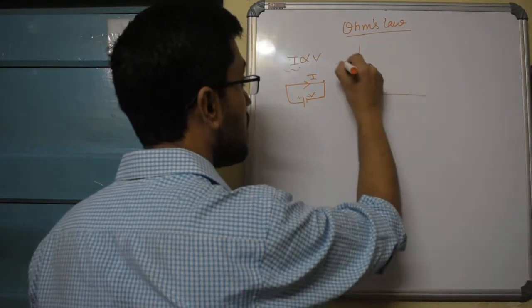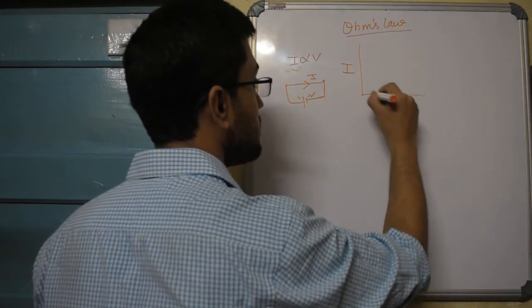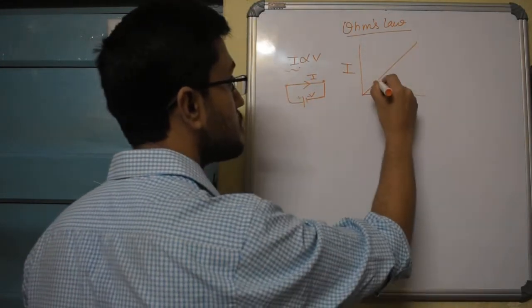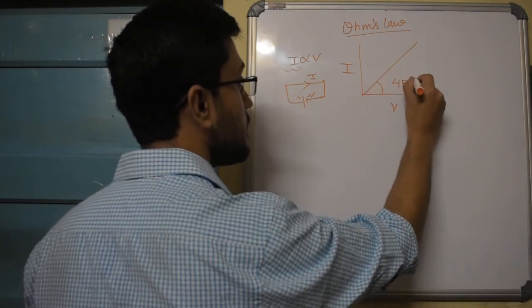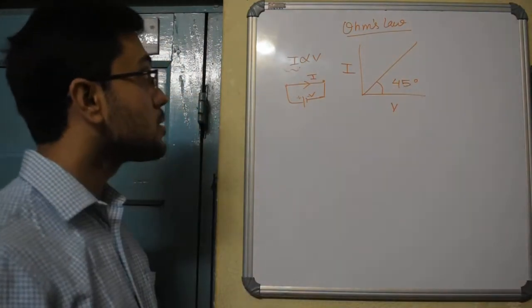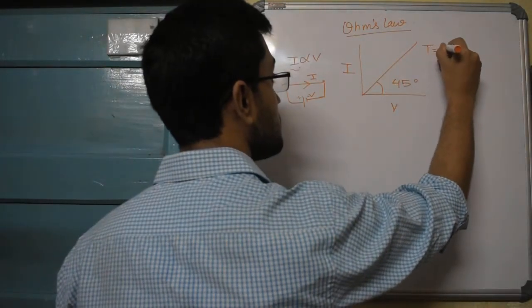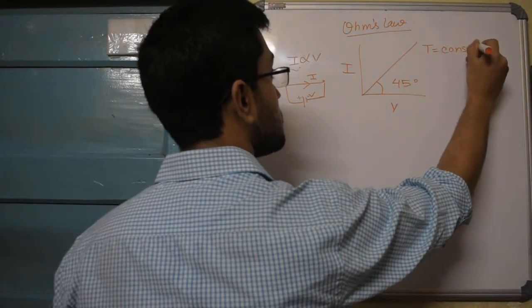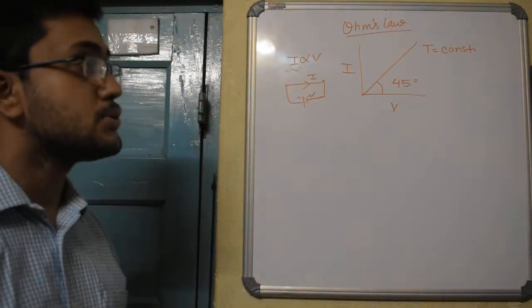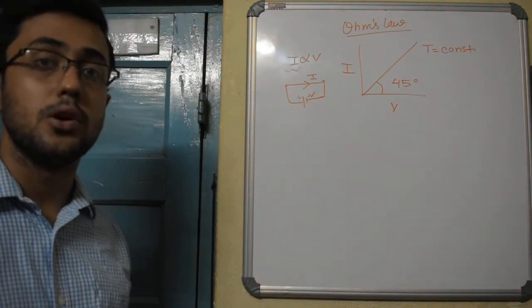So if you draw a graph of I versus V, it is a straight line passing through the origin, inclined at 45 degrees with the x-axis, because I is directly proportional to V. But there is a constraint which says that the temperature has to remain constant for Ohm's law to be valid.